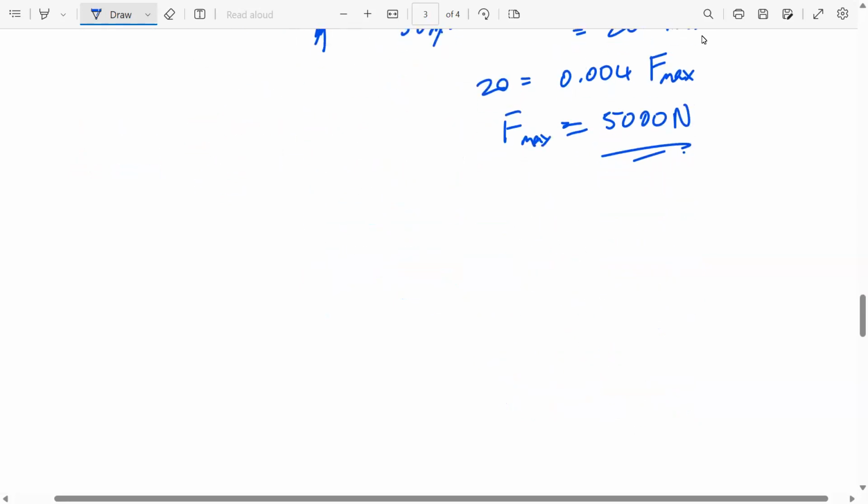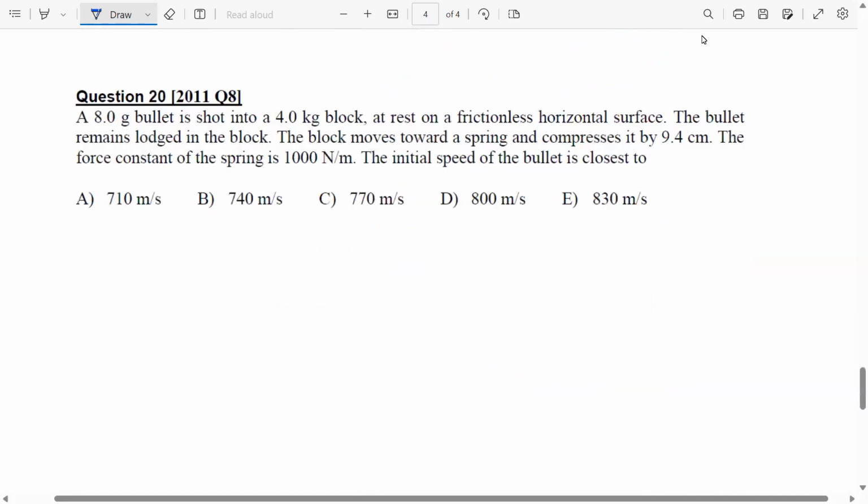Okay, next one. 2011, question 8. An 8-gram bullet is shot into a 4 kg block at rest on a frictionless horizontal surface. The bullet remains lodged in the block. So it moves towards the spring and compresses it by 9.4 cm. The force constant is given.